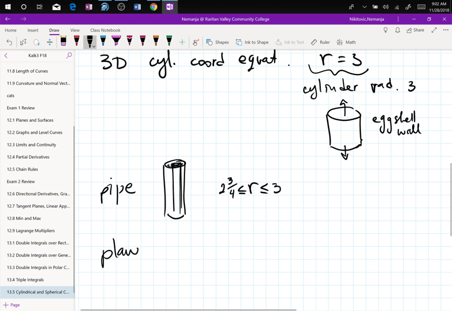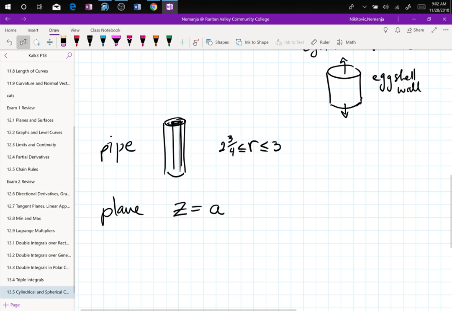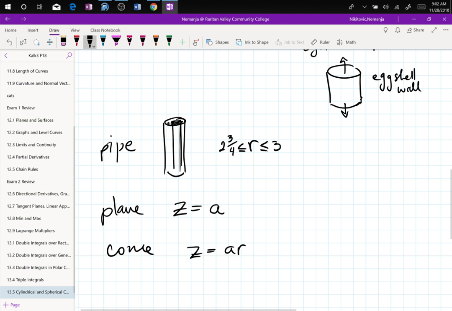Plane z equals some number a. That's standard stuff, right? Cone, z equals a r to get the cone, and so on.